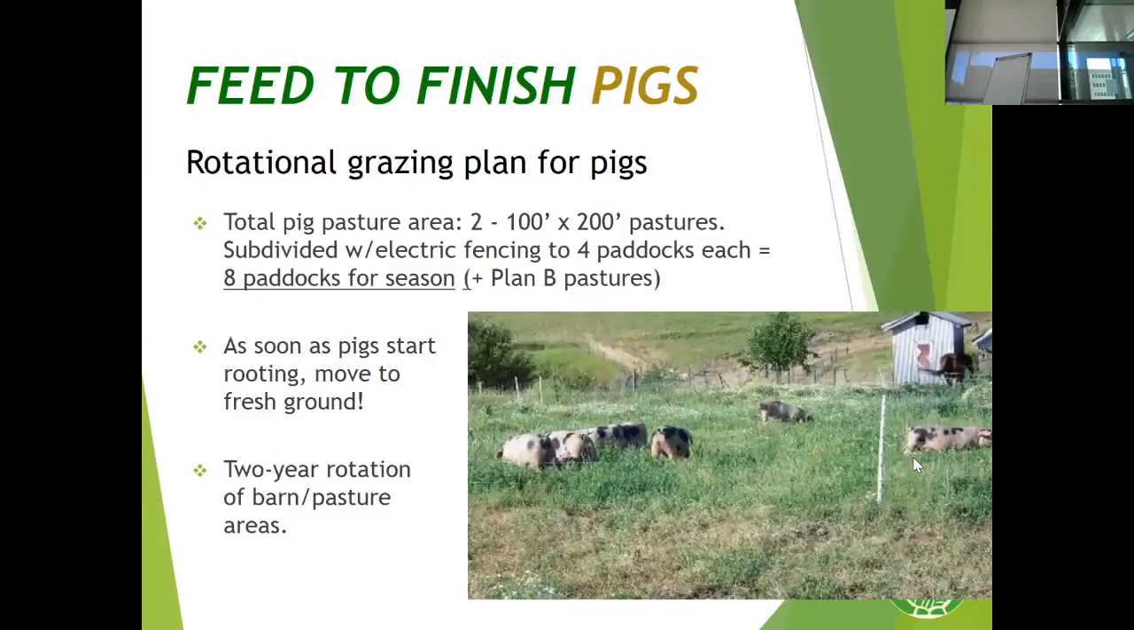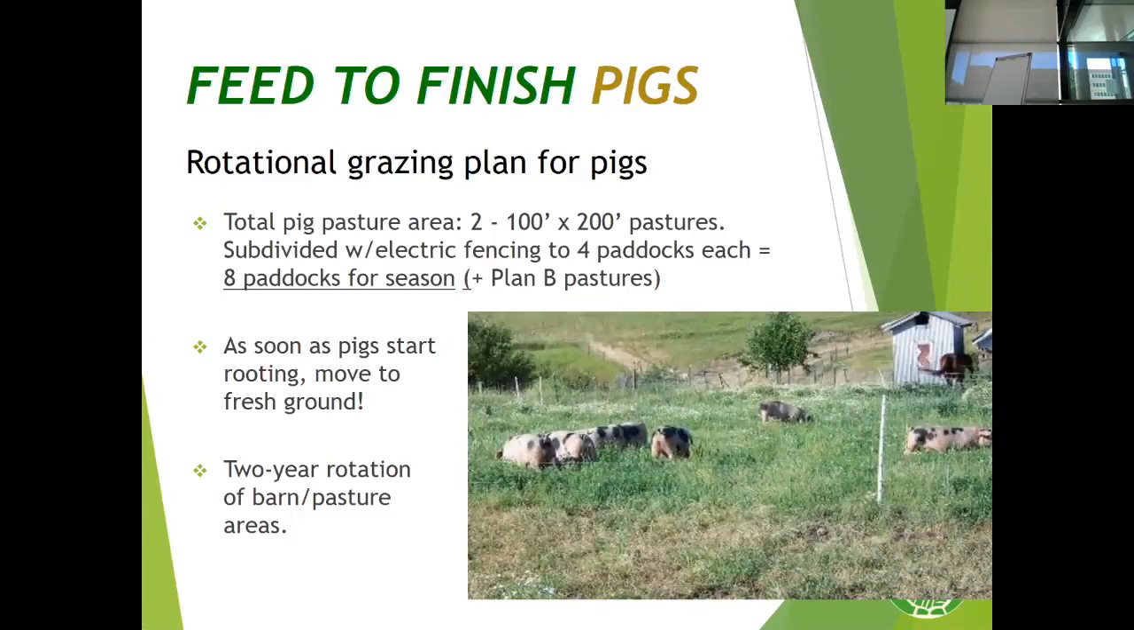The plan for the pigs is they move into the pastures that I started the cows out in, and got the cows in late April. The pigs move in there in May when the grass is regrown. They have 200 by 200 foot paddocks that I've subdivided for a total of 8. Plus you always have a plan B in case it's a hot, dry summer, grass goes fast.